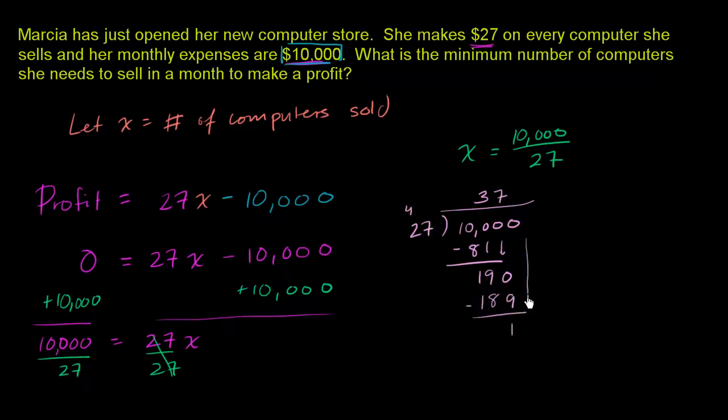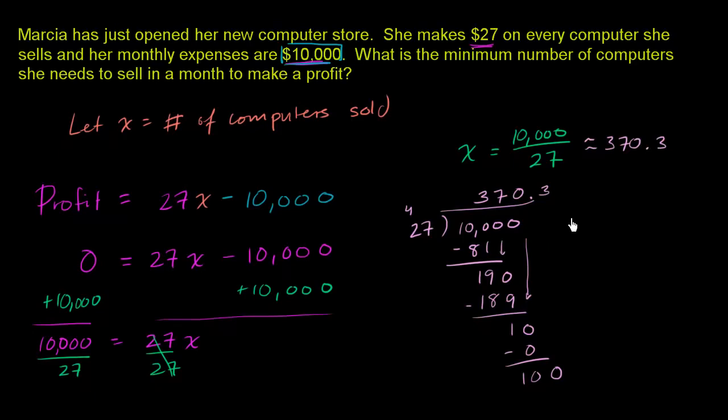Let's bring down another 0. We bring down another 0. 27 goes into 10 how many times? Well, it doesn't go into 10 at all. So we put a 0 right there. 0 times 27 is 0. Then we subtract, and we get 10 again. And now we're in the decimal range. We could bring down another 0. 27 goes into 100 3 times. So our x value is going to be approximately 370.3, and then we're going to keep going on and on.